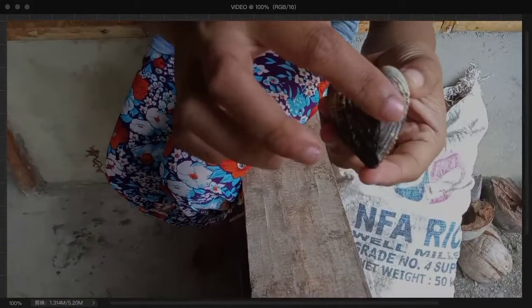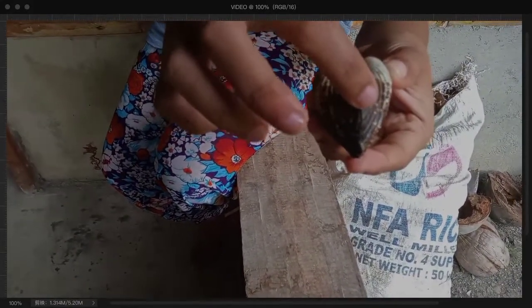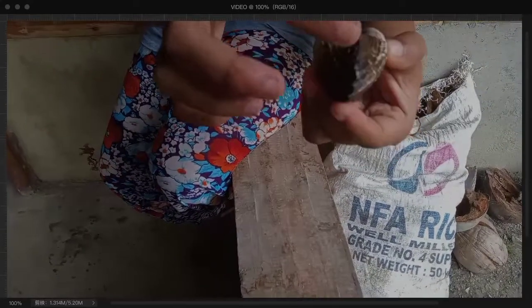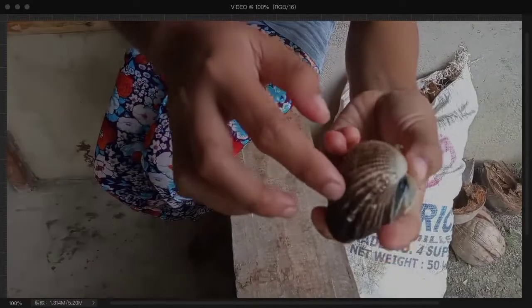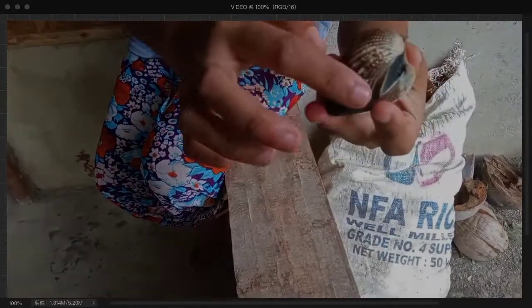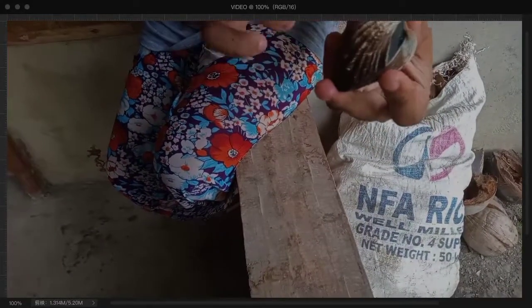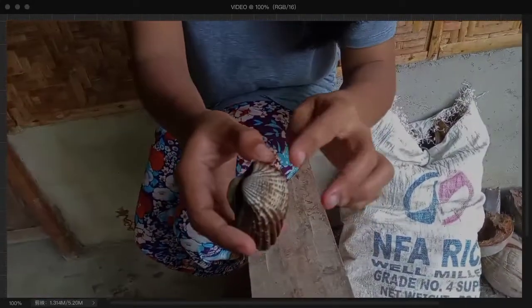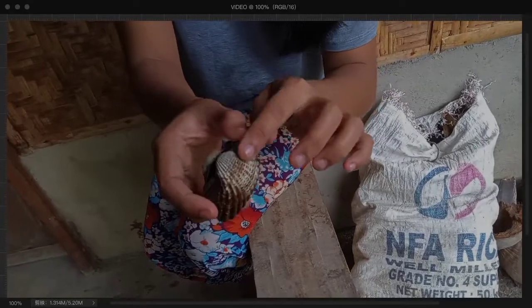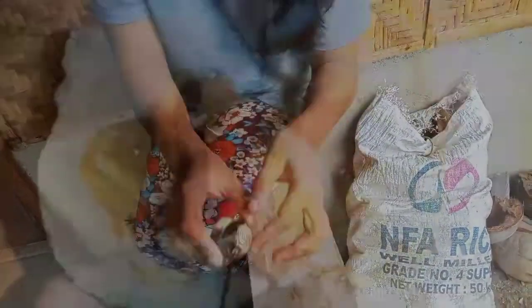This is the dorsal, the ventral. This one is the growth line. This is the radiating scales. I will remove this first to locate and identify its internal parts.